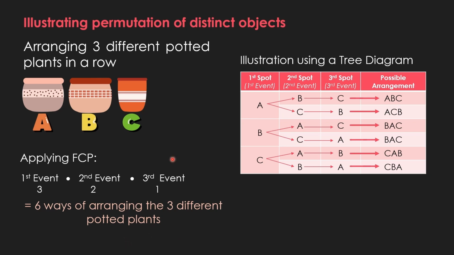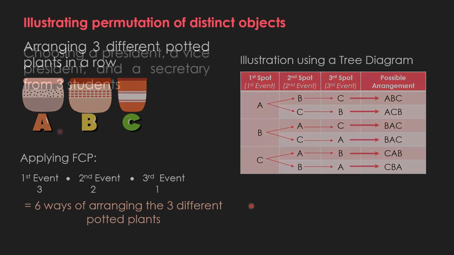Of course, we can make arrangements of more than 3. If you have 4 different potted plants, or 5 different potted plants, and so on, it's possible. But for the purpose of illustrating, I only chose 3 because it would be a little bit more crowded if we made that in a table. So that's it with this example. Now let's go to our next example.